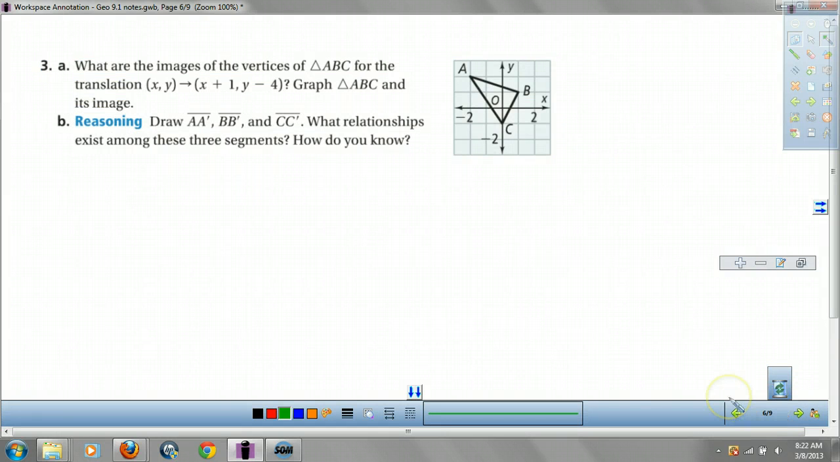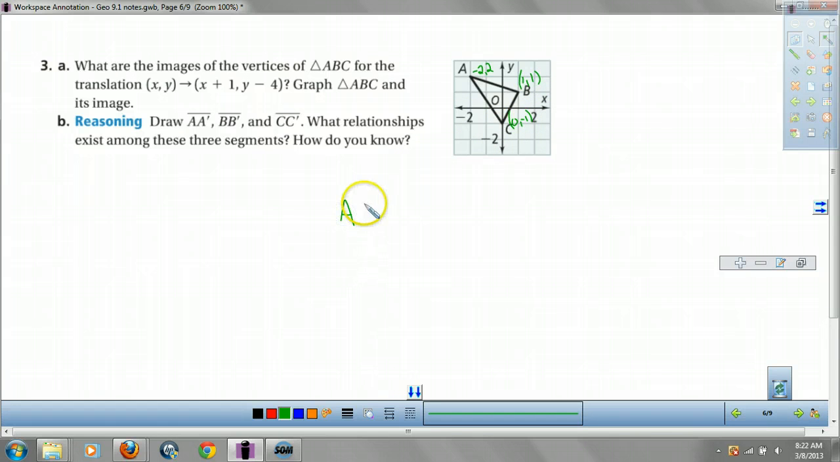Okay, let's try one. What are the images of the vertices A, B, C for a translation of x plus 1, y minus 4? Graph it and its image. Well, they already graphed A, B, C for me. And this point looks like it's negative 2, 2. This point's 1, 1. This point's 0, negative 1.